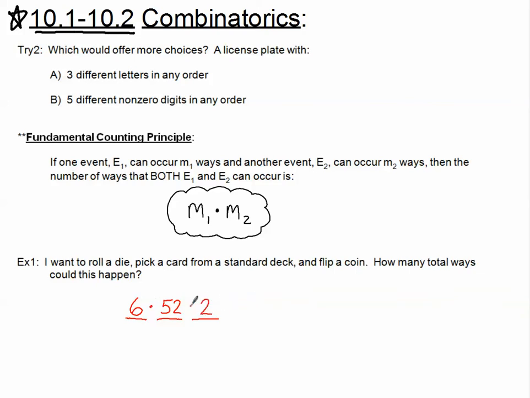So we found the number of ways that each one of these events can occur. All we have to do is multiply them together, and we have 624 different ways that these events could all occur at once. For example, I could roll a 6, pick the ace of spades, and flip a head. That's one of the 624. Or I could roll a 6, pick the ace of spades, and flip a tail. That's another one of the 624 ways. So there's 624 total ways, and all we had to do is find the number of events and how many ways each event could occur, and multiply them together.